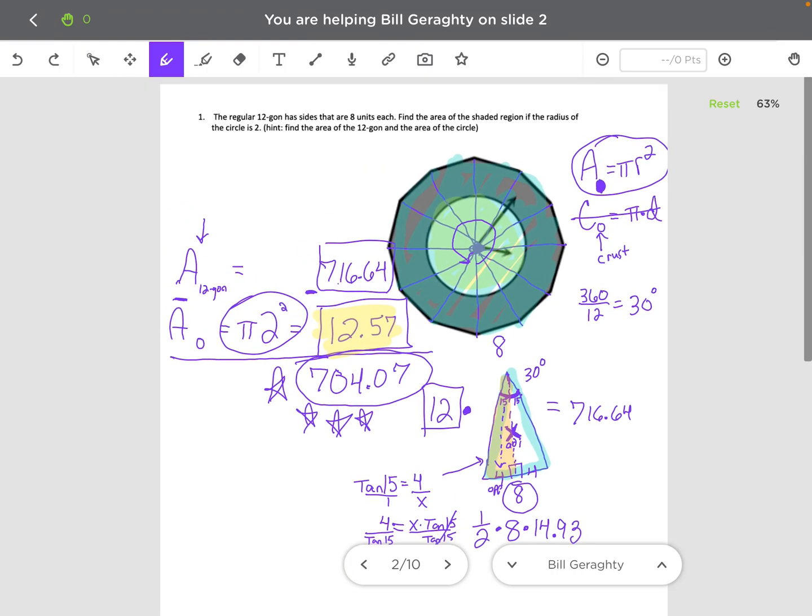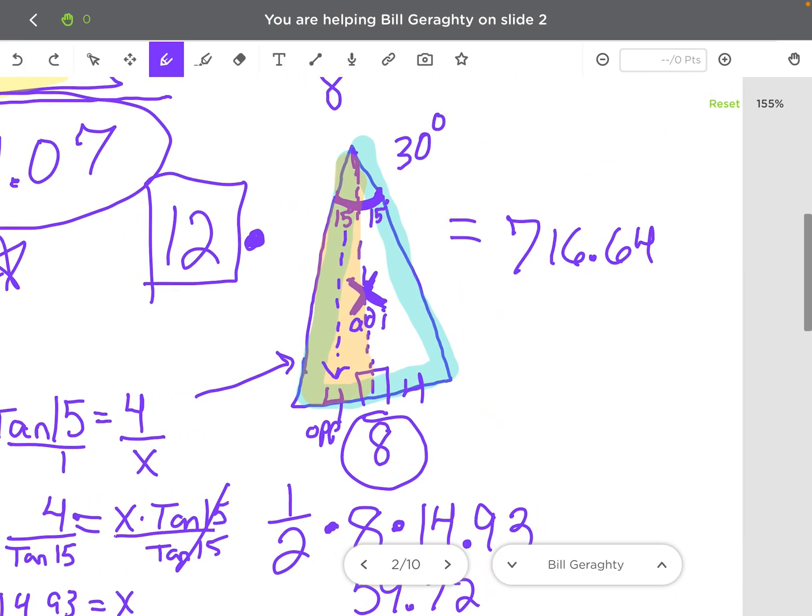Again, you had to find the area of the 12gon. So 360 divided by 12 gave us that 30 degree angle.